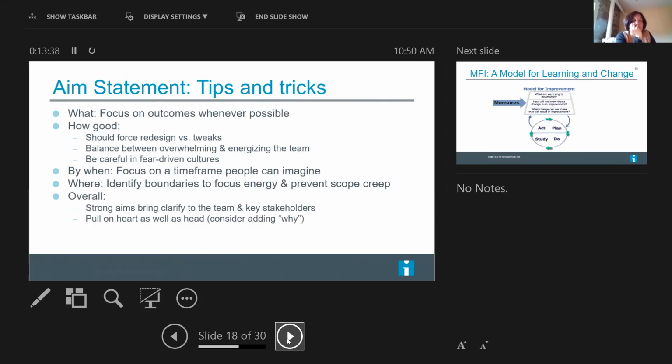Or you might decide you're really going to focus on women of color in your community, something where you're really saying, here's where we're going to start our effort to help your team focus. And then, like I said, I think strong aims really bring clarity to the team, and good ones add the why. So they really pull on the heart as well as the head.